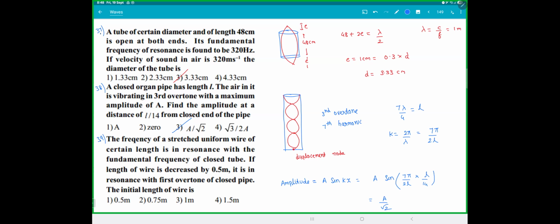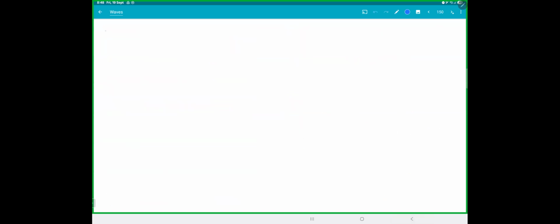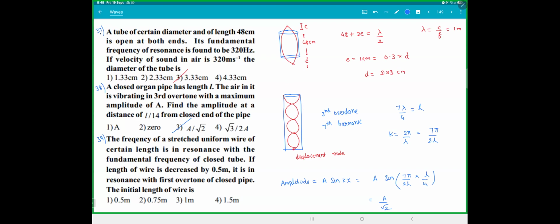39B 1.5. Let's see 39. So he's saying the frequency of a stretched uniform wire of certain length is in resonance with the fundamental frequency of a closed tube. If the length of the wire is decreased by 0.5, it is in resonance with the first overtone of the closed pipe.